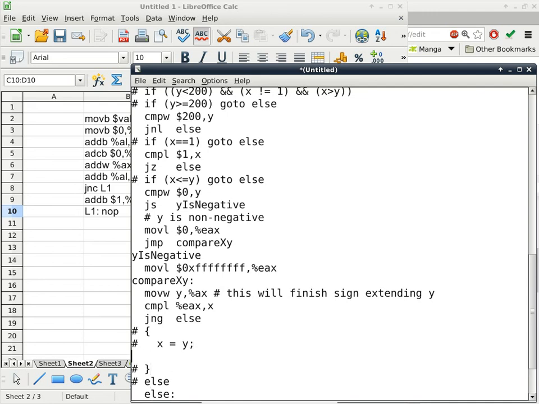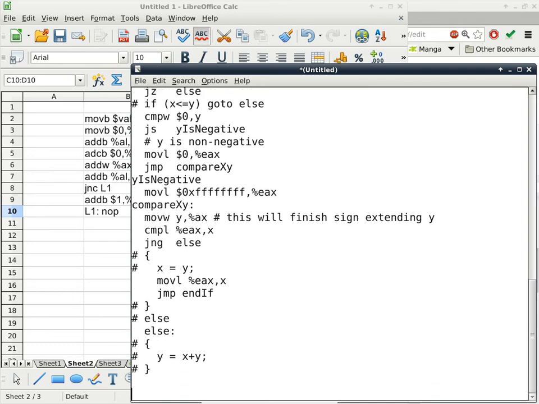Once we have the comparison part done, because I still have Y stored in EAX, in this case already sign extended, I can just move EAX into X because it's already sign extended correctly. And I have to remember to jump to end if, because otherwise it will go through the else block also. So end if is a label that is put here.